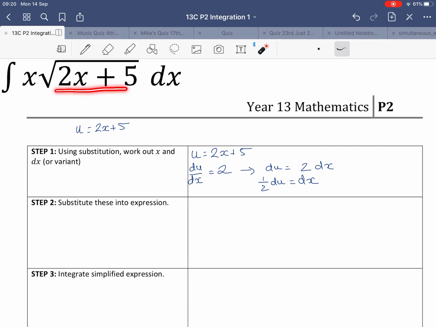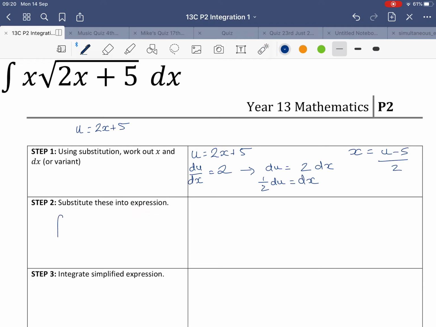So 2x plus 5 can be replaced with u, because u equals 2x plus 5. The only thing I'm not able to replace yet is this x. But if I rearrange this, I can get x equals, so subtract the 5 and divide by the 2. So x equals u minus 5 over 2. Now we're in a position to substitute everything into the expression.